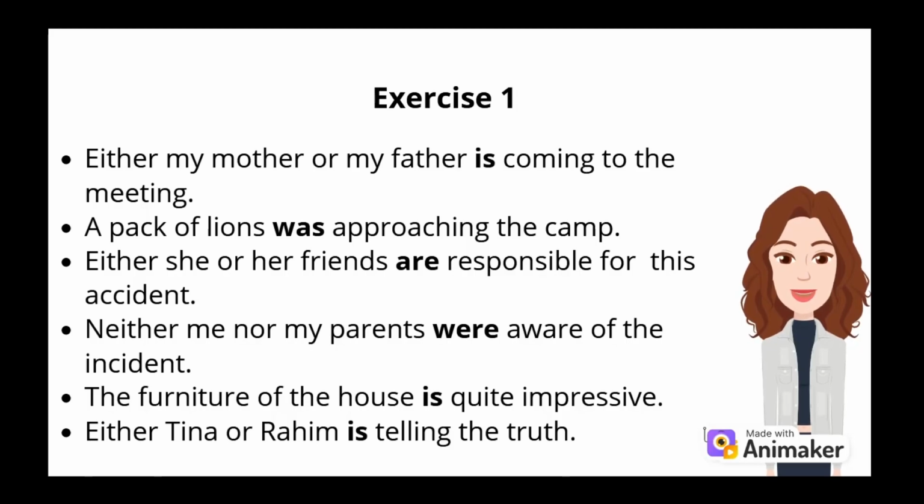The answer to question number 6 is "is," because here Tina and Rohim are the two singular subjects which are connected by "either...or." So according to rule number 2, the verb here is going to be singular too.